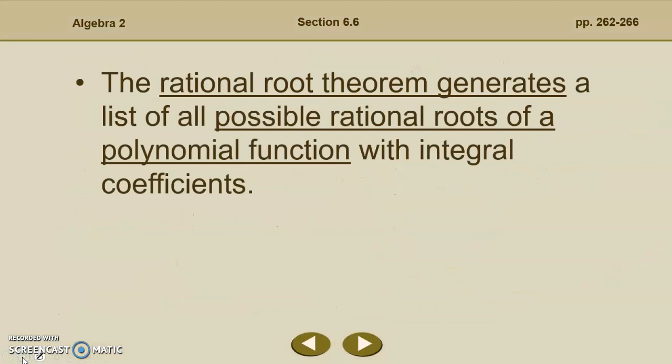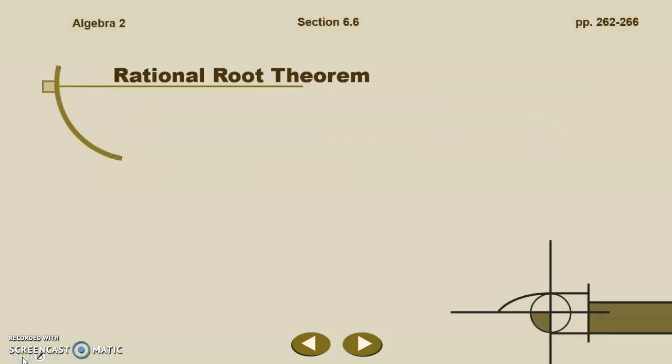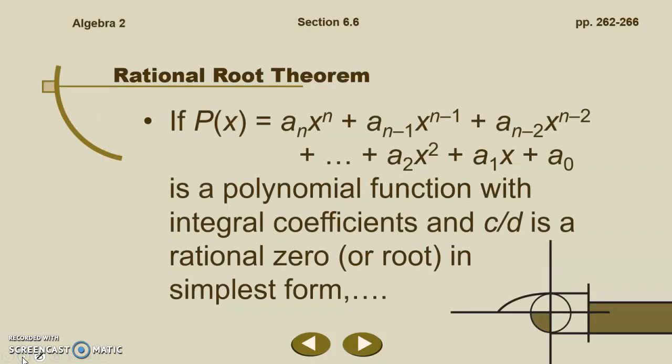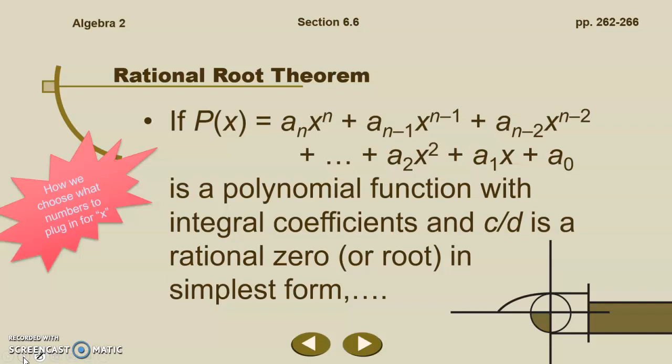The rational root theorem generates a list of all possible rational roots of a polynomial function with integral coefficients. What that means is this. Sometimes we're asked to find the roots of a function and they don't give us any starting point. In the remainder theorem and the factor theorem, they gave us a place to start to see if those were roots, if they were zeros. But sometimes they don't give us a place to start.